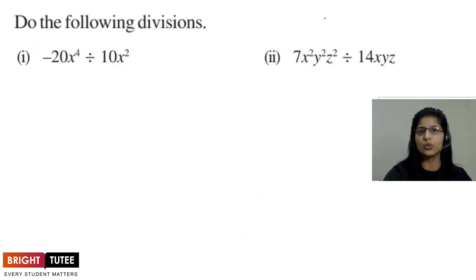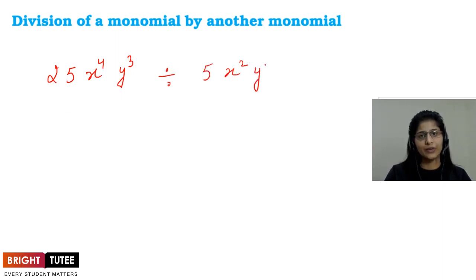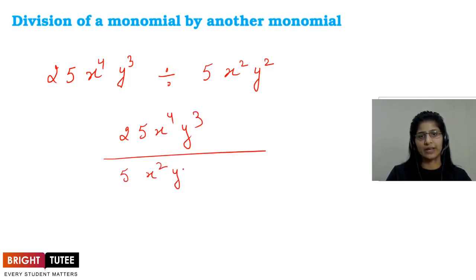Now here are two questions. Before doing these two questions, I would like to go with the division of a monomial by another monomial. So let us take one more monomial. Suppose I take 25 x to the power 4 y to the power 3. So this is just one term. You have to divide it with 5 x square y square. Suppose we have to divide these two monomials. So what we are going to do, you will write 25 x to the power 4 y to the power 3 divided by 5 x square y square.